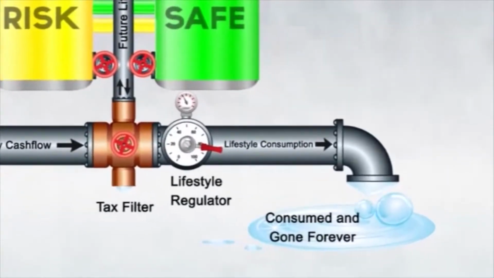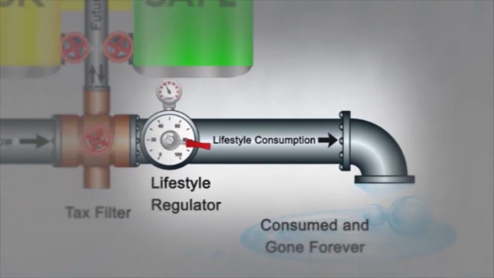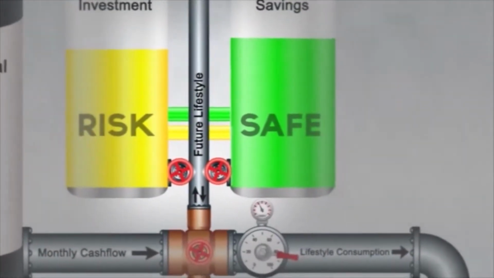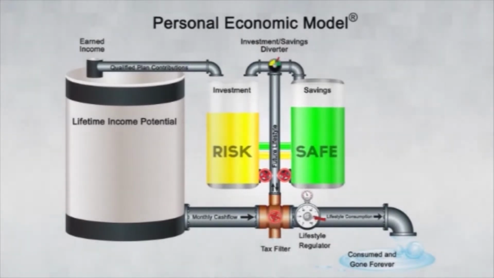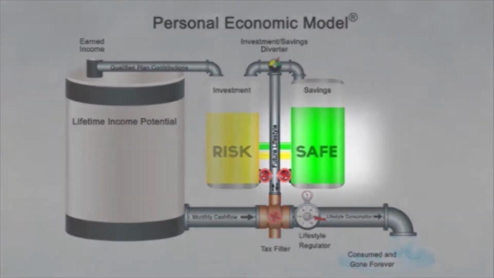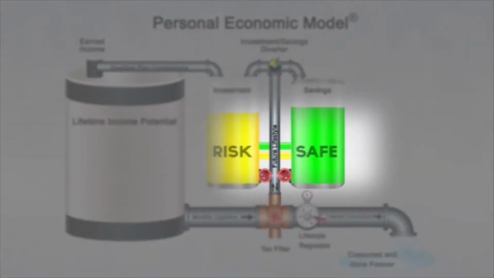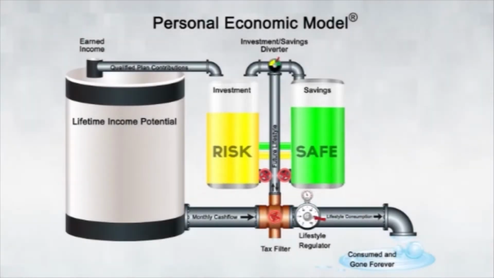First, we need balance between our current lifestyle and future lifestyle to ensure we put away enough to reach our long-term goals. Secondly, we must find a comfortable balance between our safe dollars and those that carry risk. To begin, let's look first at our lifetime income potential.